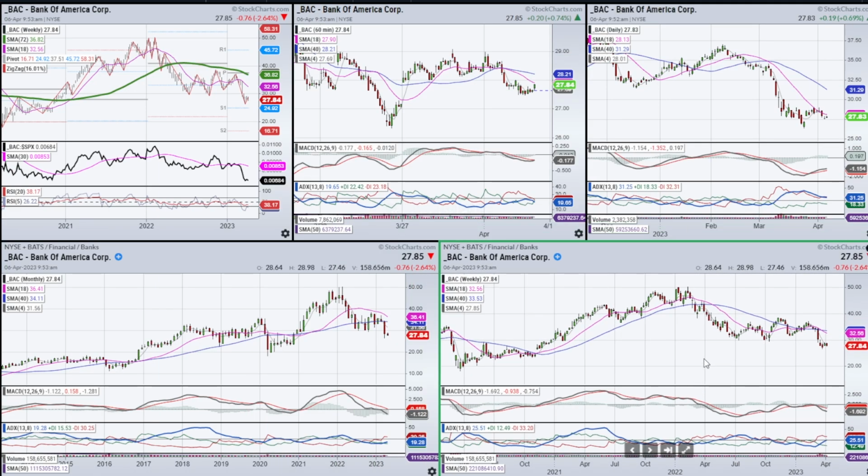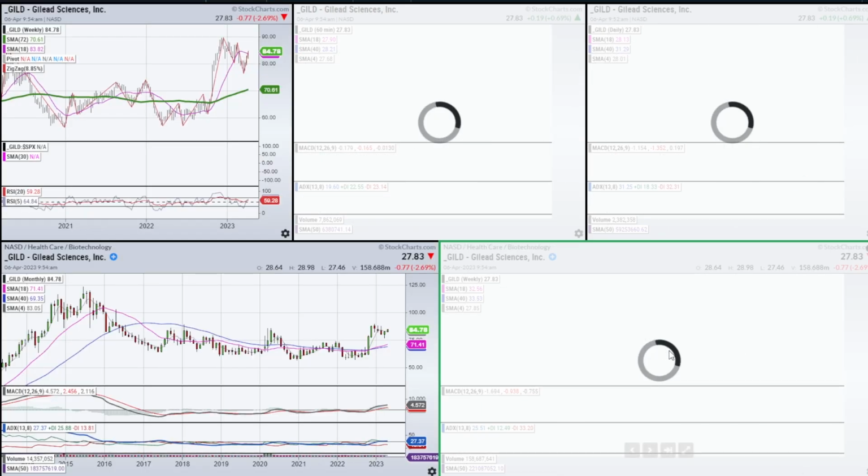I think this is going to take some time. Now we're trying to maybe mount a little bit of a rally and get into the low 30s. If it can get back above 30, then we could give this a little bit more credit in the near term. But anything below 30, I think, is really dangerous.